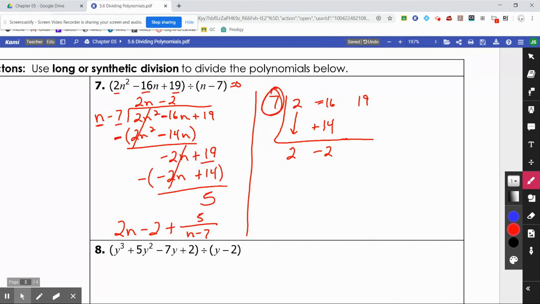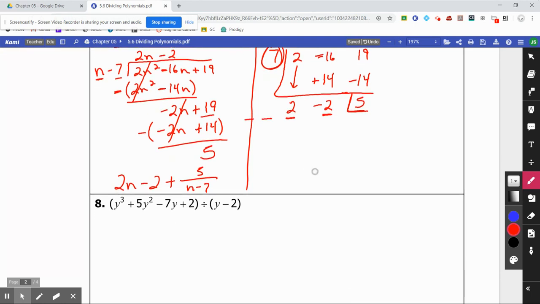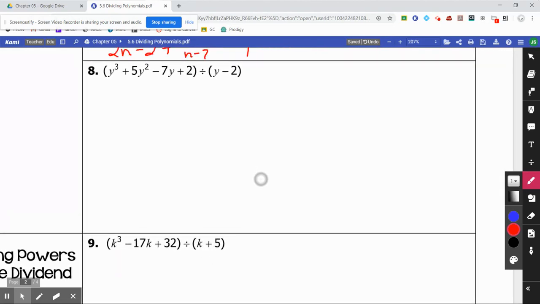Multiply by the number on the outside gives you negative 14. 19 minus 14 is a 5, and that is your remainder. This is your remainder. This is your constant term. This is your n to the first. If you had more, it'd be n to the second, n to the third, and you would just count up from there. So again, this is your n term. This is your constant term, so it has no n's. Plus, this is your remainder, so you're going to do your remainder over what you divided by. Same answer either way. We'll do this one with both methods as well, just to show you.